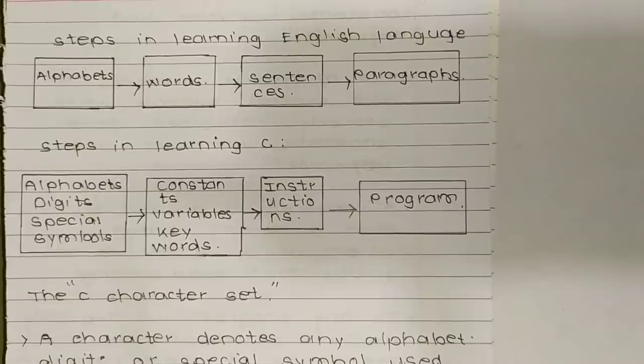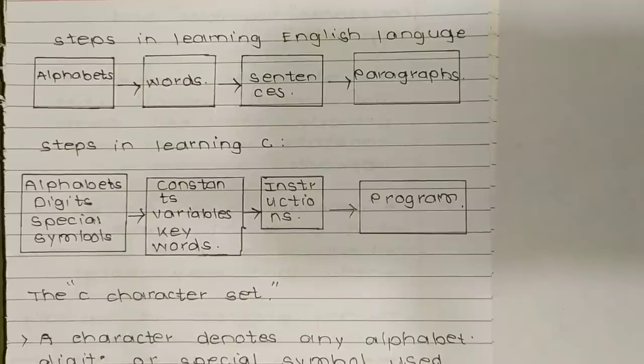So alphabets are similar. C language also contains digits, special symbols, etc. Now instead of words they have constants, variables, keywords. That means int, char, etc. These are constants, variables, and keywords. So we have a set of keywords, or a table of keywords also.